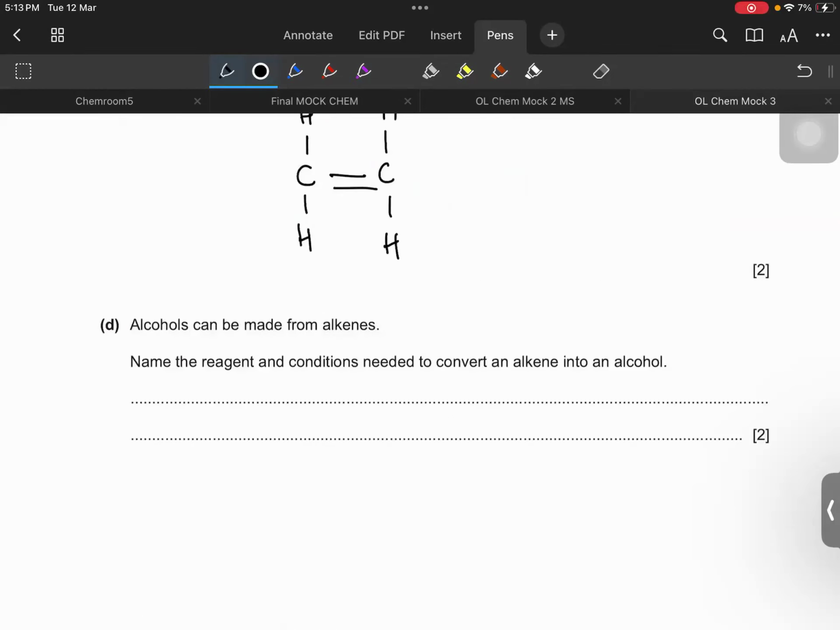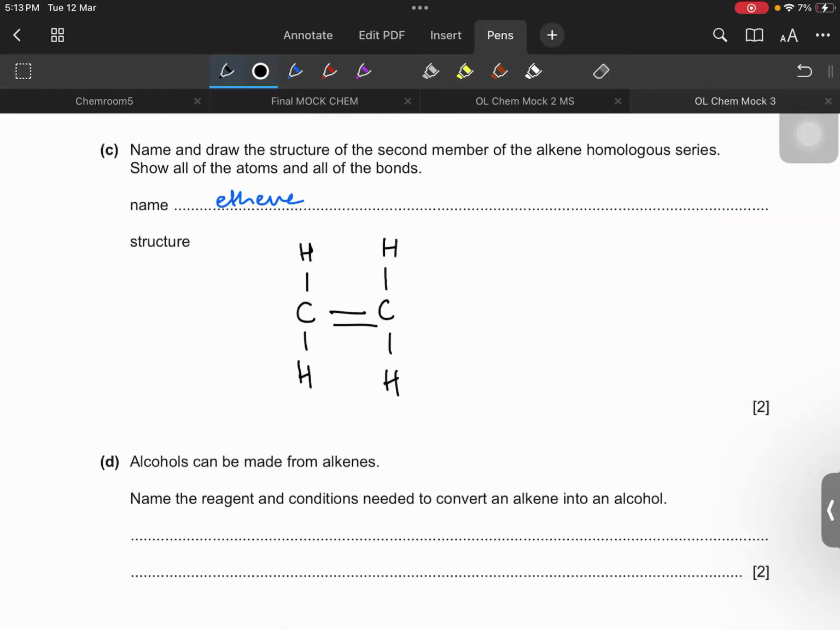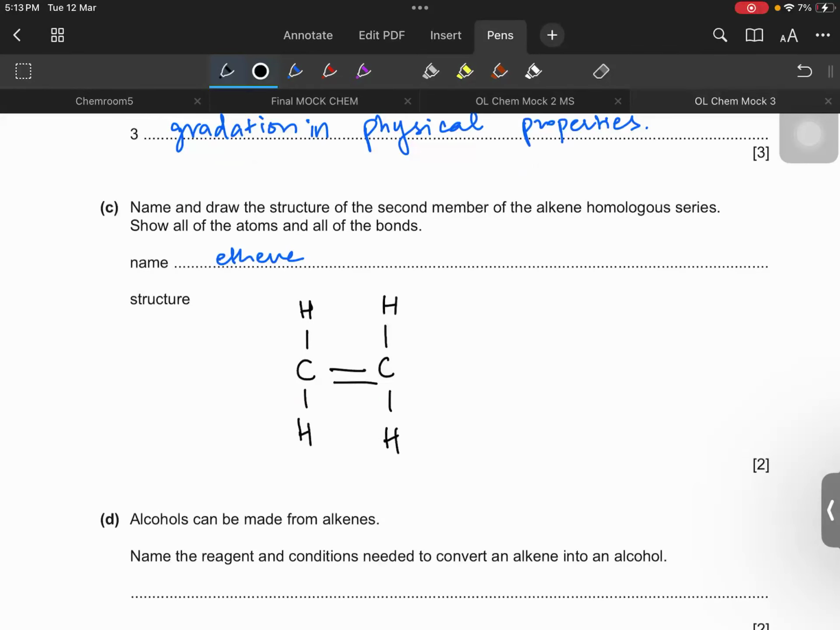Sir, I have a question about that question. Go on. Sir, won't the second member of the alkene series be propene? Sorry, I didn't say. Name and draw the structure of the second member of the alkene series. Yeah, that should be it. So I should draw it like this.